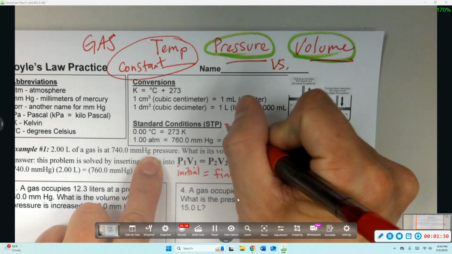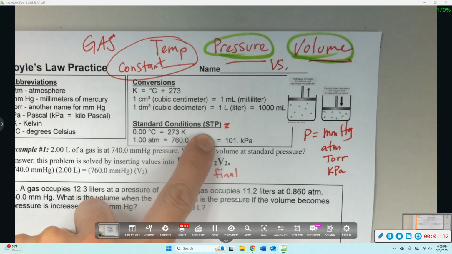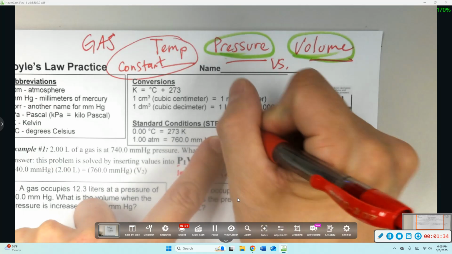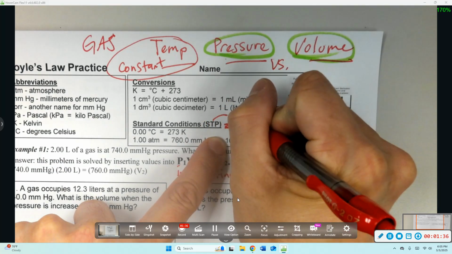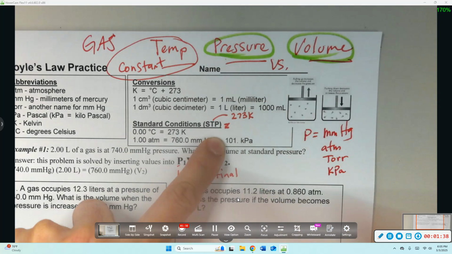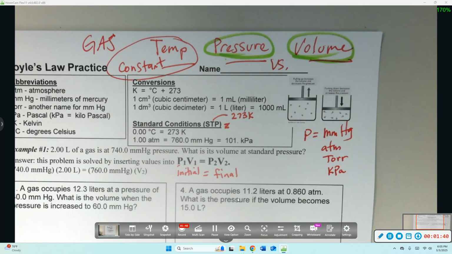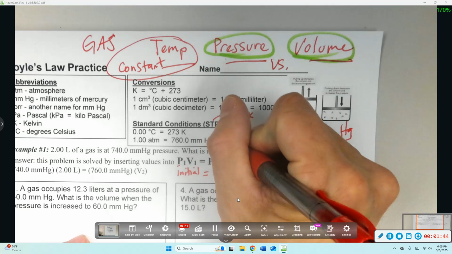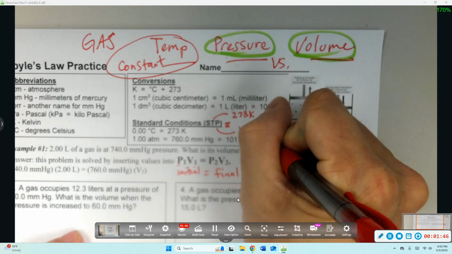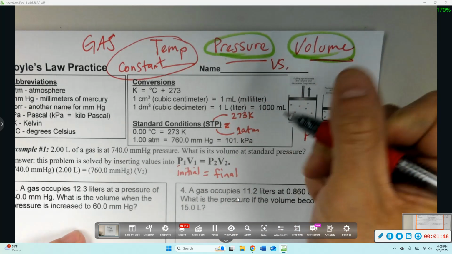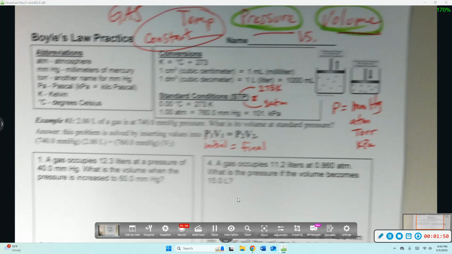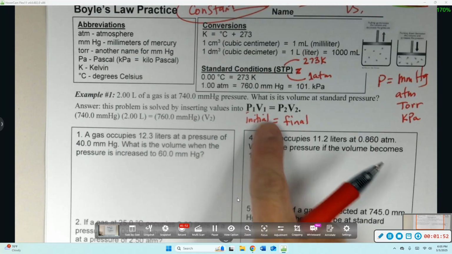Okay. Another one, standard condition here. Remember, standard temperature. If you see STP, standard temperature and pressure. Standard temperature is 273 Kelvin, but we don't have temperature here on this worksheet because this does not involve temperature. Standard pressure is 1 ATM. All right. So every formula, this is the formula you use.